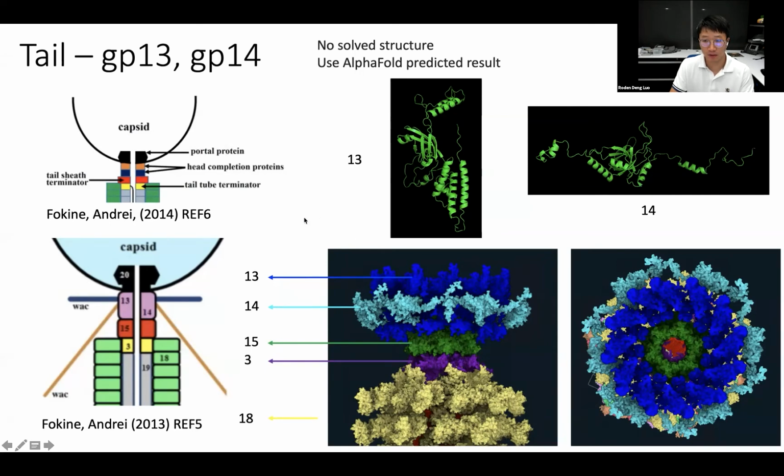We then formed a ring. We then built a ring formed by 12 of GP13, and then surround the ring with 6 of GP14.